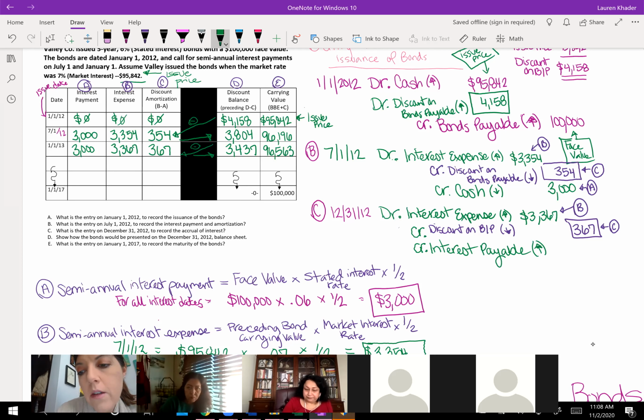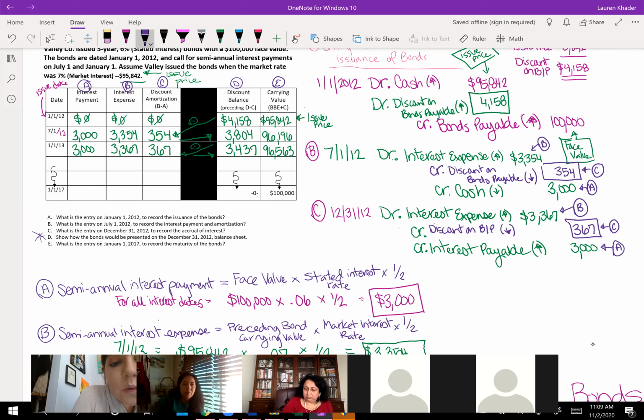Increasing the liability because we owe $3,000 worth of interest that we're going to pay out on January 1st. All of that interest is related to 2012, that's why all of it's accrued at the end of 2012. The big reason why we need this journal entry is for Part D.